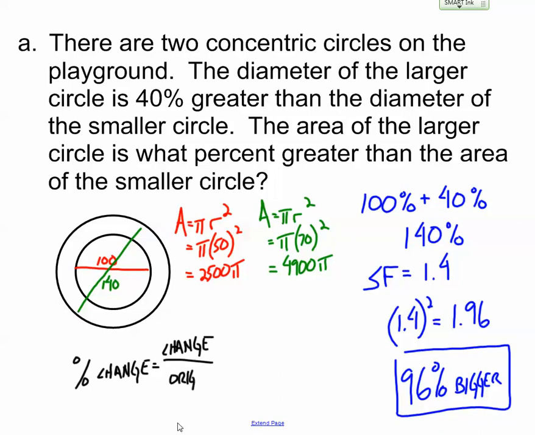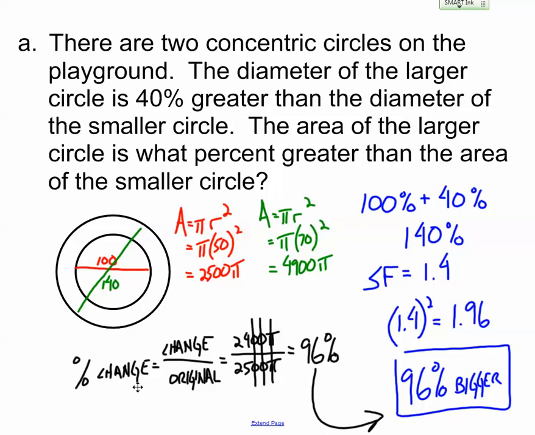because percent change is the change divided by the original. The change here is 2,400 pi, the difference between the bigger and the smaller. 4,900 minus 2,500 is 2,400 pi. And the original was 2,500 pi, the red circle. And you can see I get 96% change. It's 96% bigger. You know, which way is easier? I'd say this writing in blue is a lot easier, but it does work.